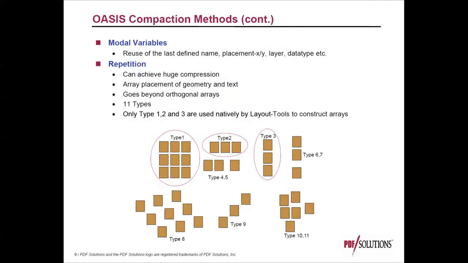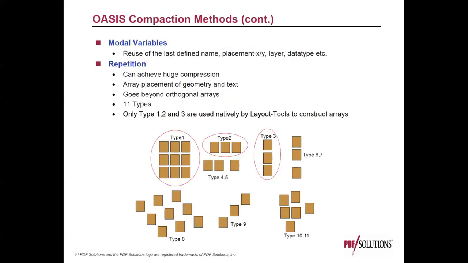Then modal variables, that's essentially a set of parameters can be stored. So when you read something, you always store what you read in the modal variable, and then if it doesn't change, you don't need to redefine it. Meaning, for instance, if you stream out all your metal 1 first, then essentially you only define the layer metal 1 once and the data type for all the objects, and then you don't need to repeat this information in the file, which is really clever.